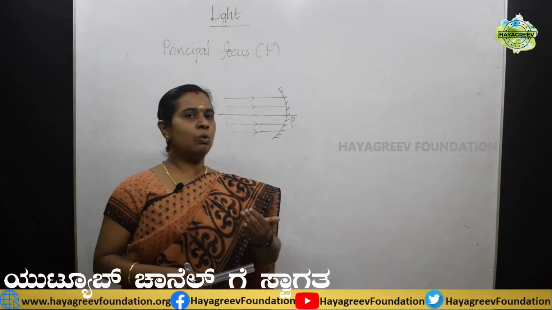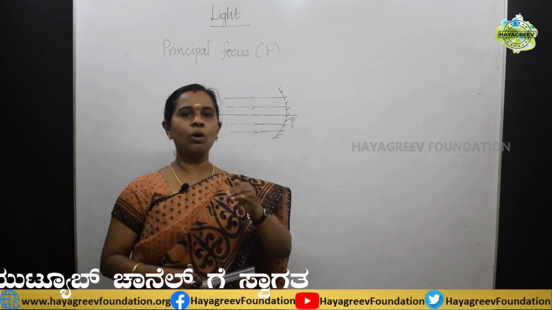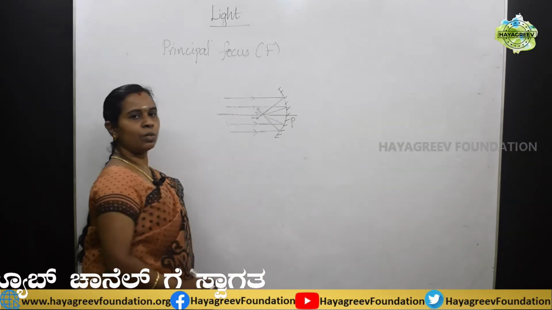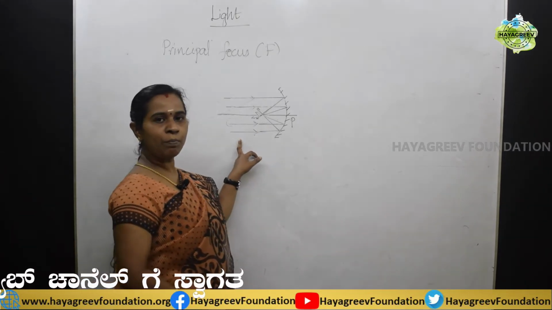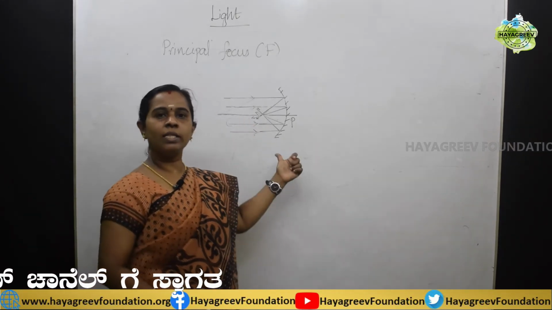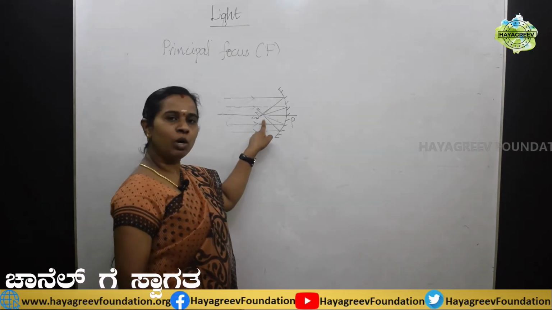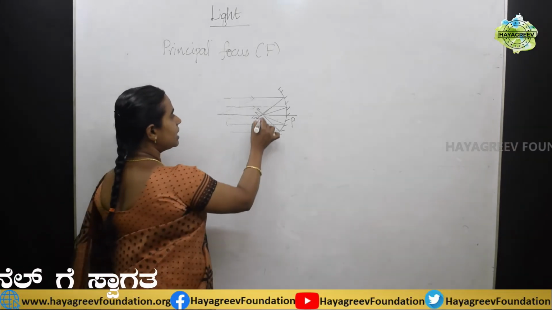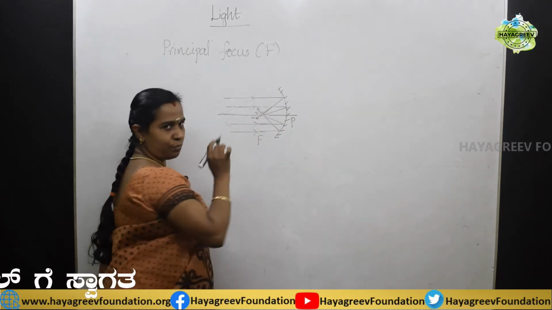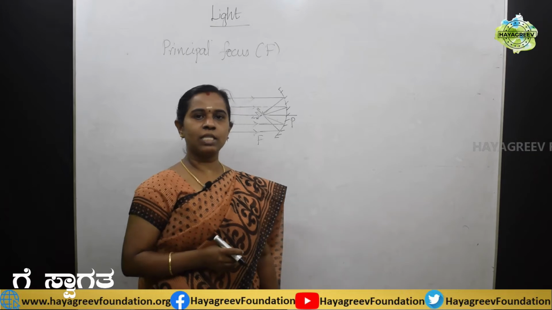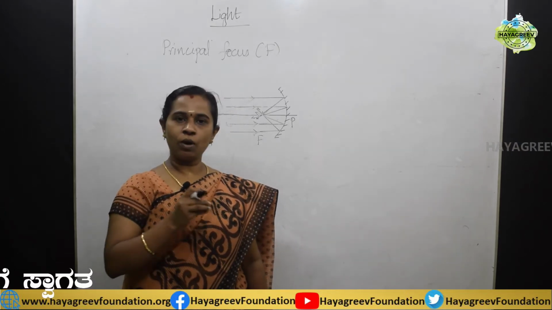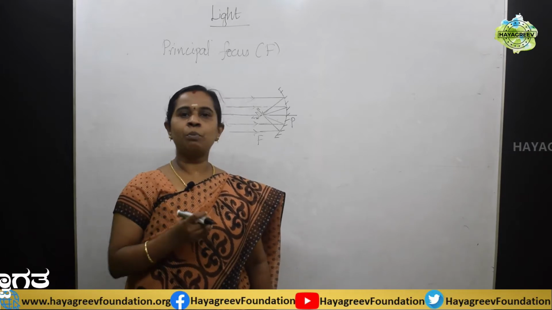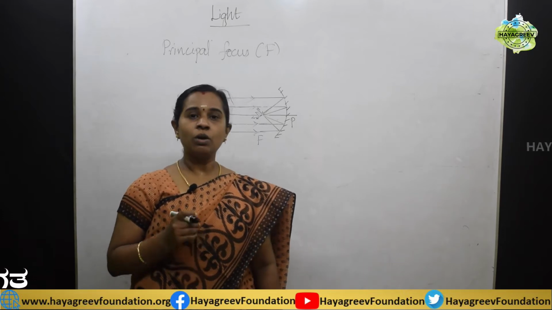All mirrors undergo reflection. If parallel rays fall on a concave mirror, all the reflected rays meet at one point. This point is the principal focus of the concave mirror, represented by the symbol capital F. So the principal focus of a concave mirror is the point where all the reflected rays meet when parallel rays fall on the mirror.